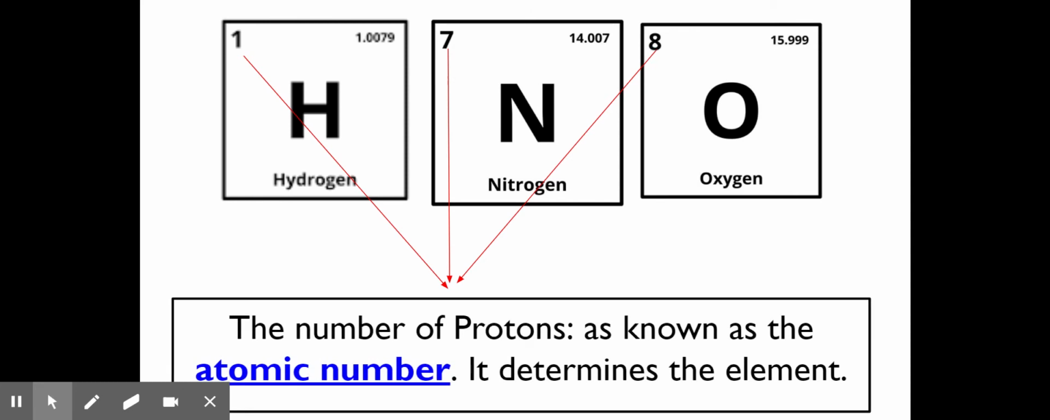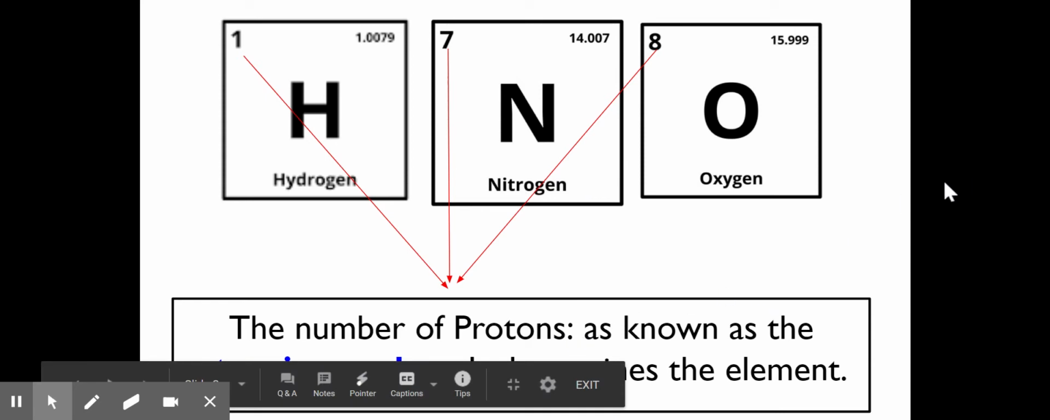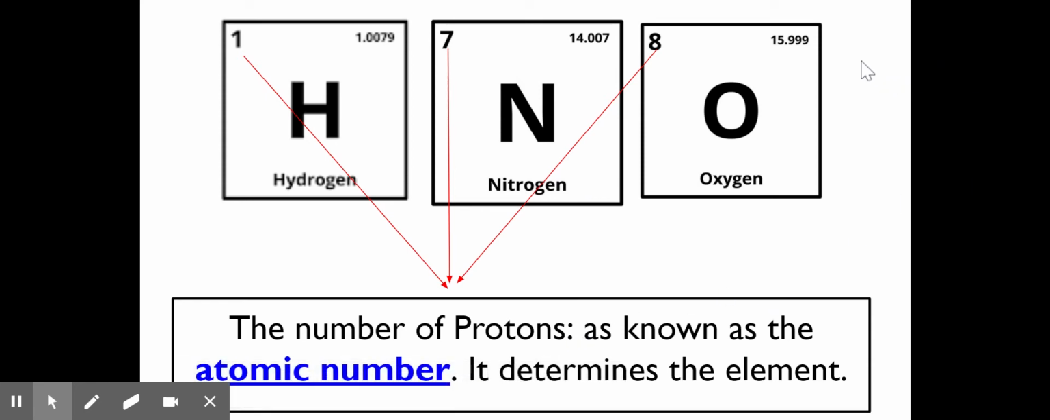What does this mean? This is the number of protons. When an atom has 1 proton, it's always hydrogen. When an atom has 7 protons, it's always nitrogen. And when it has 8 protons, it's an oxygen atom. So the number of protons is also known as the atomic number, and it's very important: it determines the element. Basically, you need to know the number of protons can never change. If it changes, it will change to a different element, and that would never happen in the world.